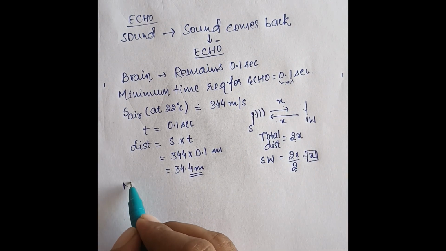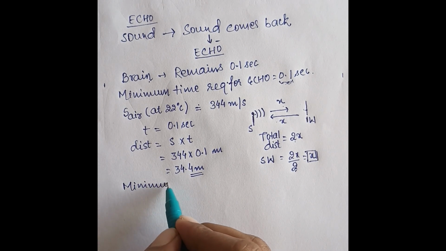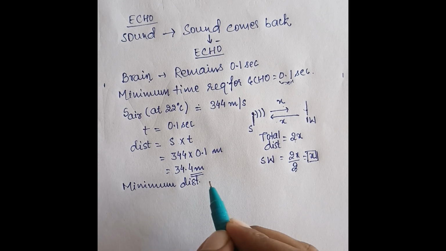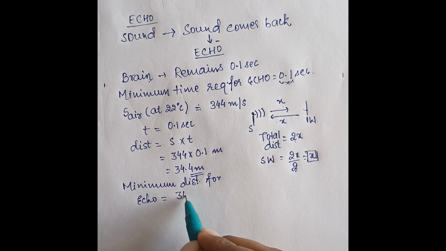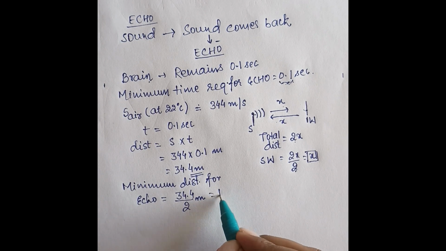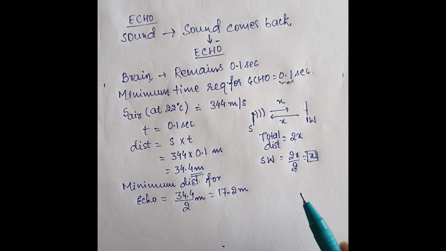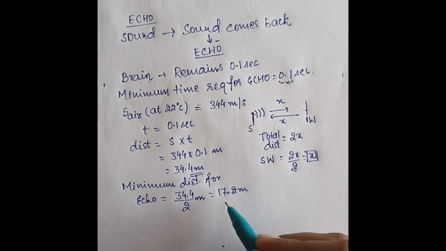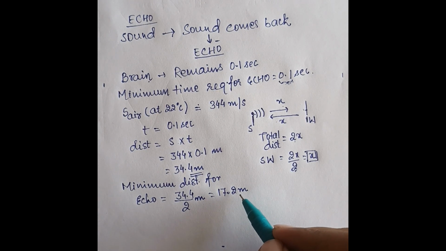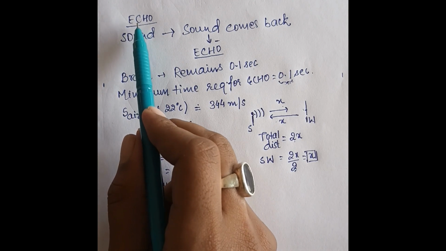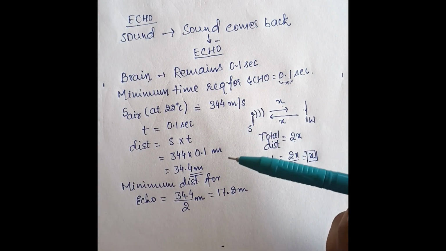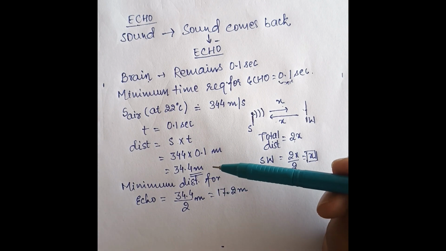So the minimum distance for echo should be equal to 34.4 divided by 2 meters. The wall should be at this minimum distance, that is 17.2 meters. Only if the wall is at a distance of 17.2 meters from the source of sound and the ear, then it is possible for the sound to produce the phenomenon of echo, that it will reflect back, come back to our ear and we will be able to listen to the same sound.